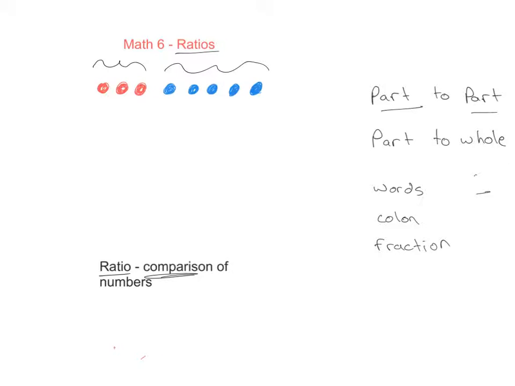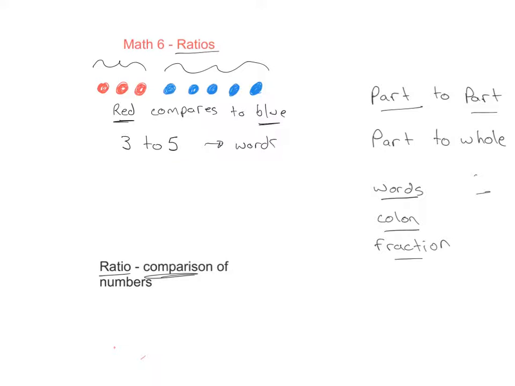Okay, so in this case, if I was writing a ratio here, I could write it in words, with a colon, or as a fraction. So the first thing I'm going to do is I'm going to write this as how red compares to blue. And the order matters. If I put red first and blue second, then my red number has to go first. So how do I write this in words? Well, I could write it as 3 reds to 5 blue. This would be a ratio written in words.